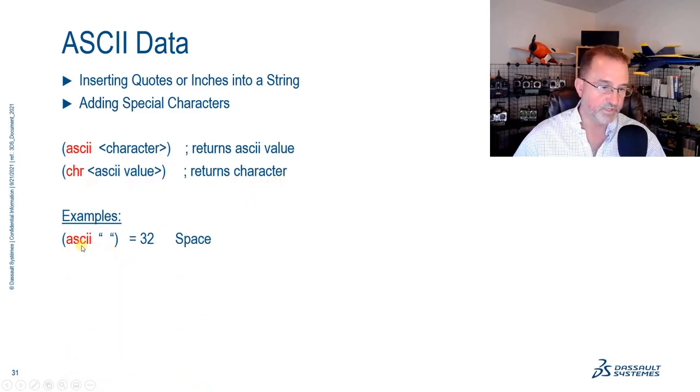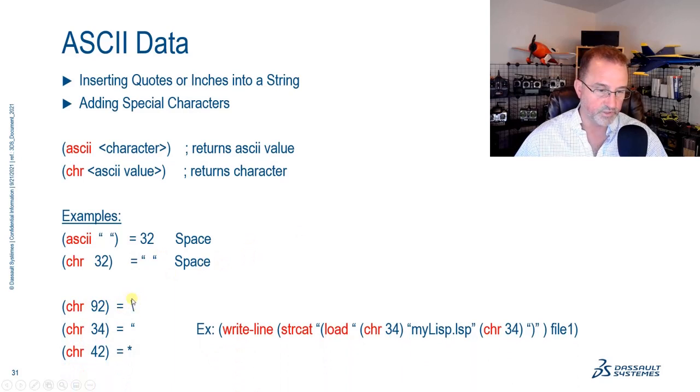An example is if I say give me the ASCII value of a space, that value is technically 32. Now if I do the opposite, if I say give me character 32, the return result will be a space. So how would we use something like this, and what are some of the other characters? Character 92 is a backslash, 34 is a quote, 42 is an asterisk. Probably the one I use the most is CHR 34, character 34.